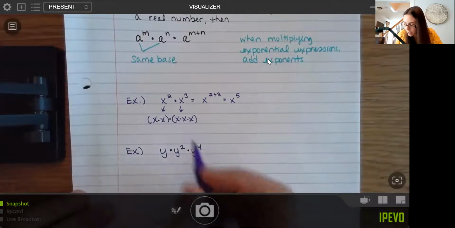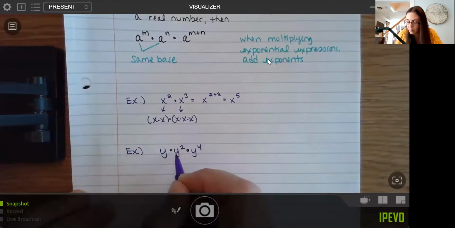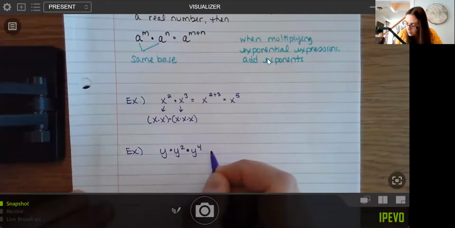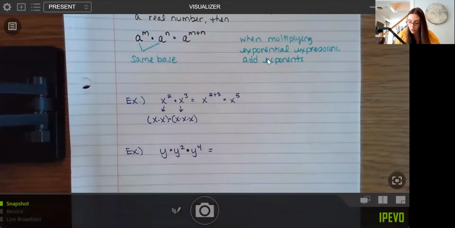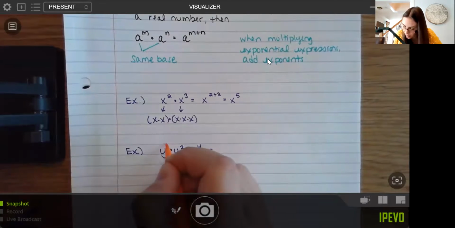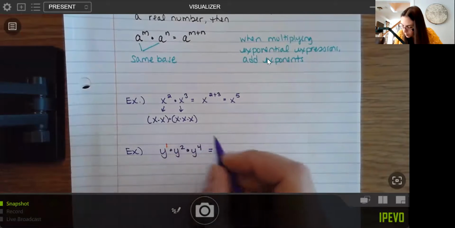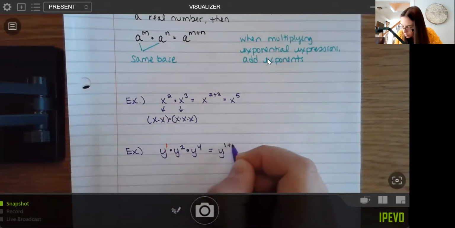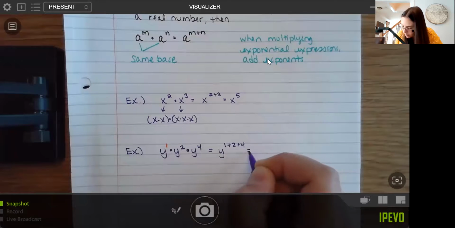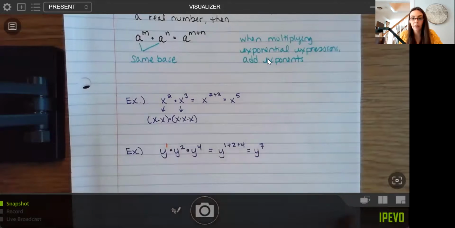So let's say I'm multiplying even 3 things. If they all have the same base, that's key here, same base, then I can just add. Now, if you don't have an exponent, you want to be careful. There is always a 1 there. So it's going to be y to the 1 plus 2 plus 4. So y to the 7th.